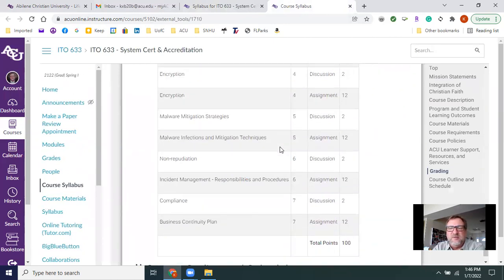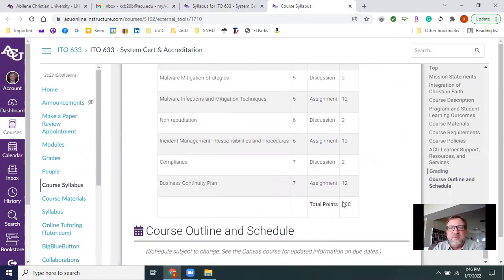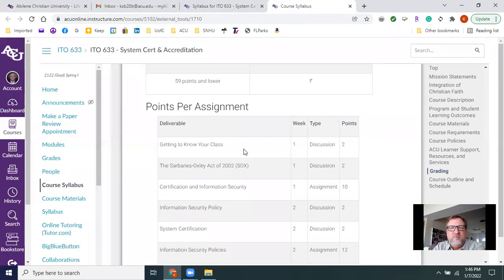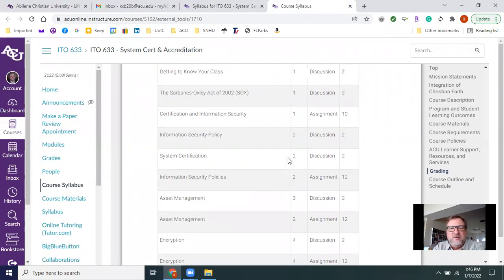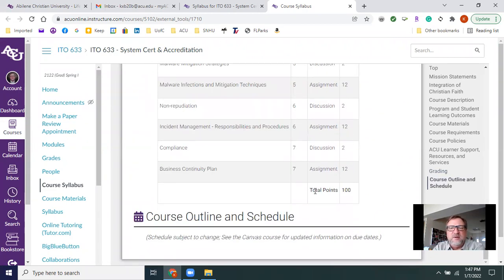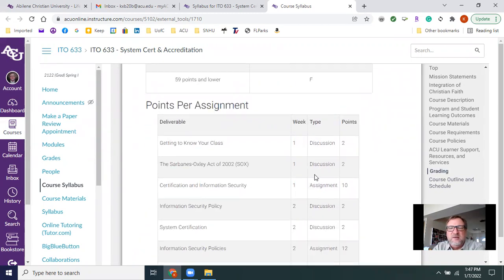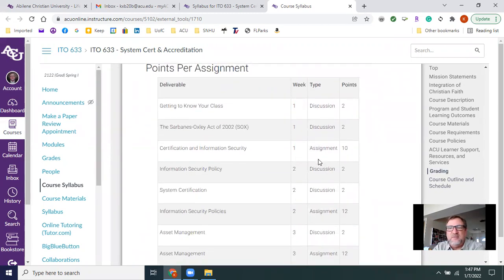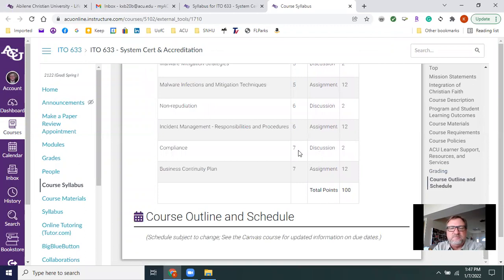So the course adds up to 100 points, and you can see the points for each assignment. Make sure you're submitting them. You see a discussion is only worth 2 points, but they add up quickly to 100 points. So make sure that you're getting all the discussions in on time and the assignments in on time.